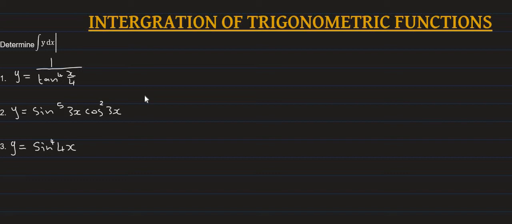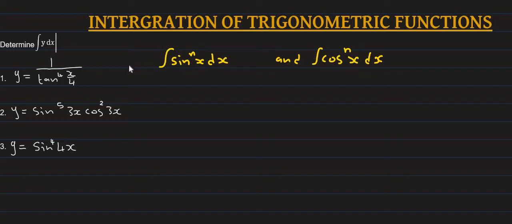So, I reveal the identity before I reveal the example. We have the integral of sine to the exponent n, where a x dx, and we have the integral of cos to the exponent n of x dx.